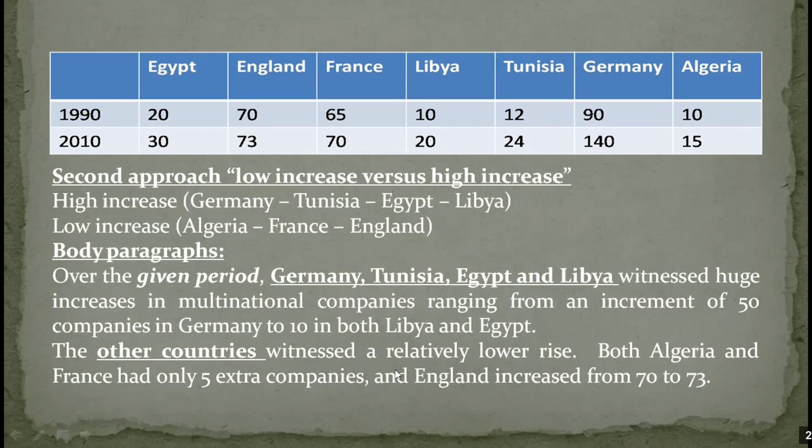The other countries witnessed a relatively lower rise. Pay attention to how we say the other countries. This is a good technique in order to avoid repeating the names of the countries if you have written them already in the overall paragraph. But if you haven't written them in the overall paragraph, you can list their names here. Both Algeria and France had only 5 extra companies, and England increased from 70 to 73.